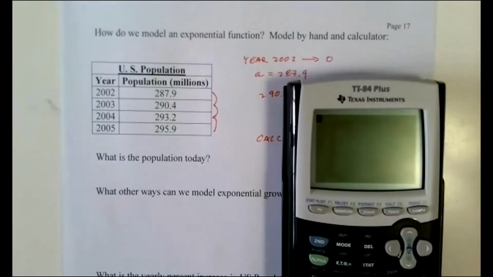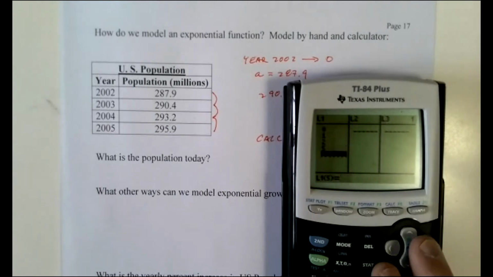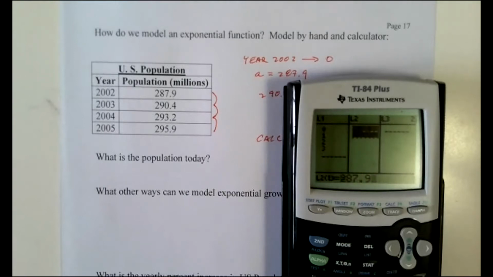That, edit, L1. I'm going to go with 0, 1, 2, 3. I could have put 2002 whatnot in, but just going to go with that. 0.9, 290.4, 293.2. I have a huge problem with my calculator in that it doesn't always read what I put in. So make sure you do it right.